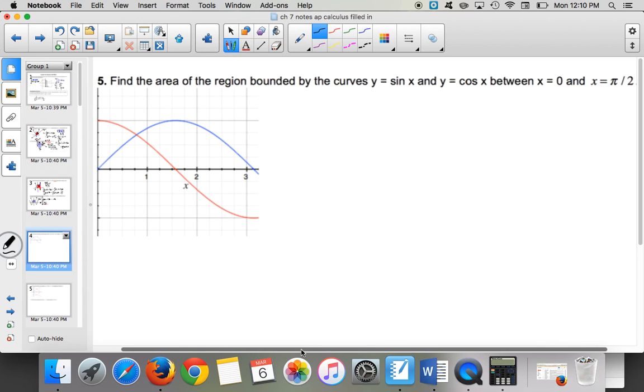All right, here we go. It says find the area of the region bounded by the curves y equals sine of x and cosine of x between 0 and pi over 2. Where are sine and cosine equal to each other? Pi over 4. Yep. So this is pi over 4 right here.